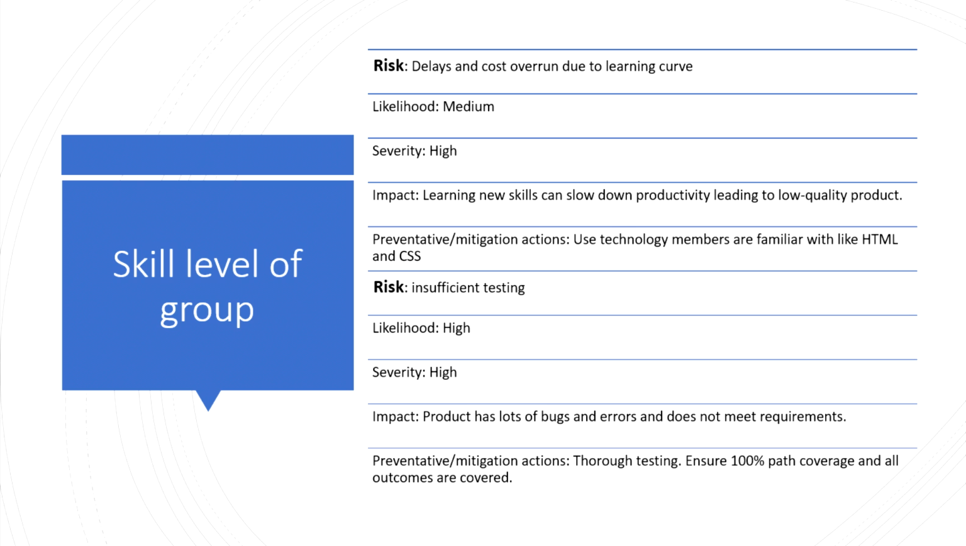The second risk is insufficient testing due to lack of skill. Likelihood is high, severity is also high. Impact could be that lack of skill in testing can lead the product to have a lot of bugs and errors. To prevent this, we came up with ideas such as ensure all the group members that are doing the testing have daily training. This will make sure 100% path coverage and all outcomes are covered.